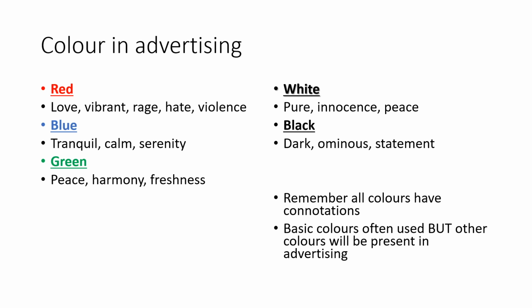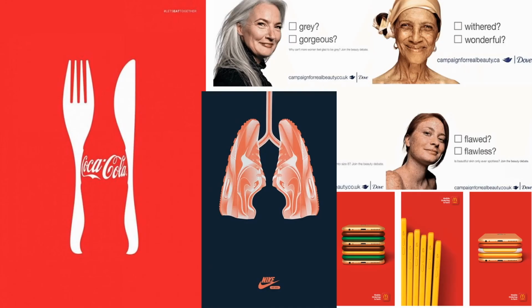Blue, it's tranquil, it's calm, and it represents serenity. Green focuses on peace, harmony, and freshness, while white is pure, innocence, and peace, and black represents something dark, ominous, or it could be used to make a statement. Let's have a look at different examples of how color and fonts have been used in advertising.